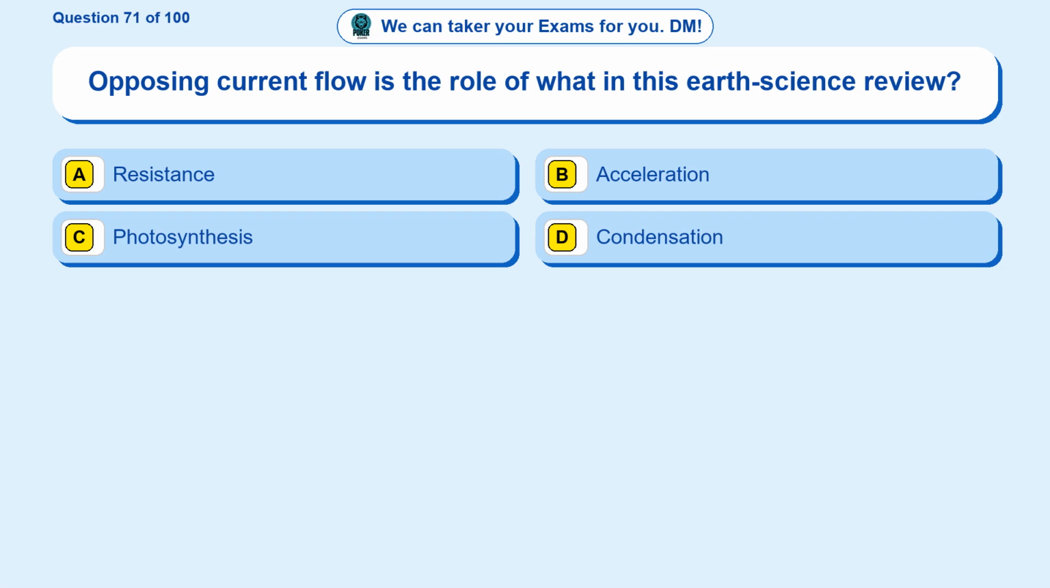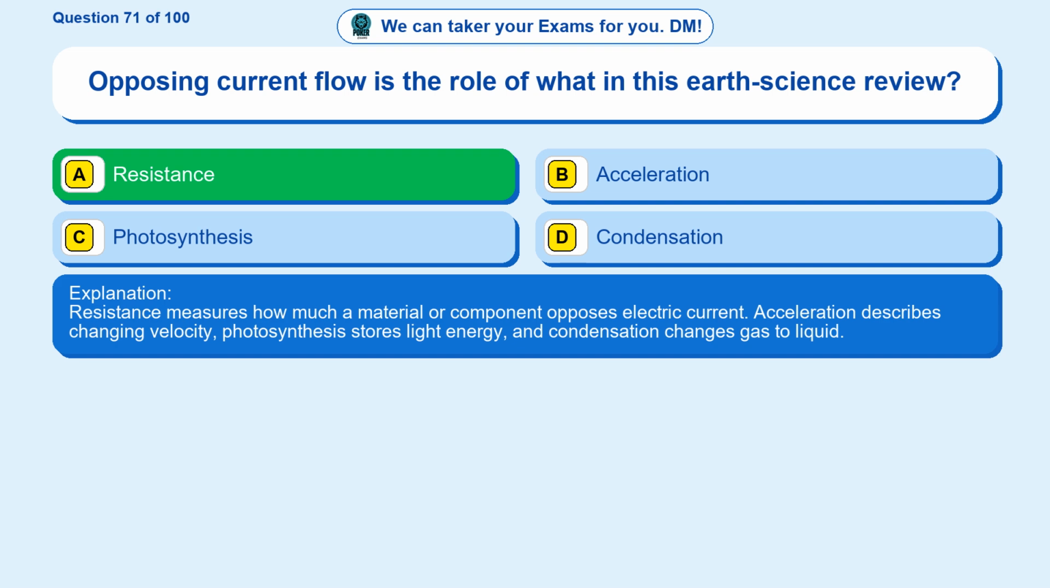Question 71. Opposing current flow is the role of what in this Earth Science Review? Option A, resistance. Option B, acceleration. Option C, photosynthesis. Option D, condensation. The correct answer is option A. Resistance. Resistance measures how much a material or component opposes electric current. Acceleration describes changing velocity, photosynthesis stores light energy, and condensation changes gas to liquid.